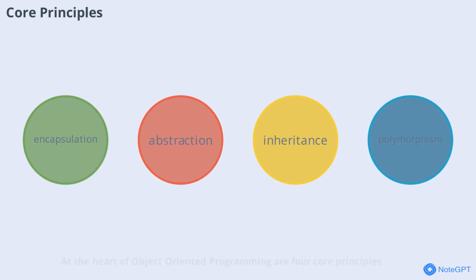The heart of object-oriented programming is four core principles: encapsulation, abstraction, inheritance, and polymorphism. These principles guide how objects interact, how data is protected, and how code can be reused and extended. By mastering these concepts, programmers can write code that is modular, flexible, and easier to maintain. In the following scenes, we'll break down each principle and see how they work together to make OOP so powerful.